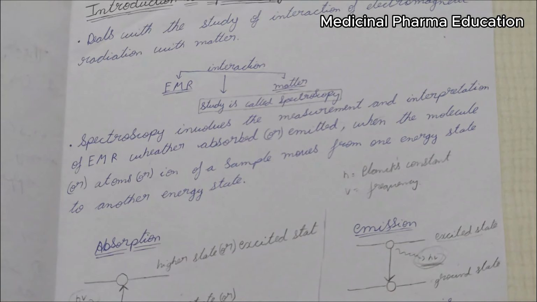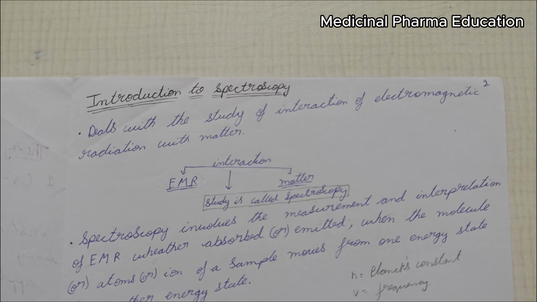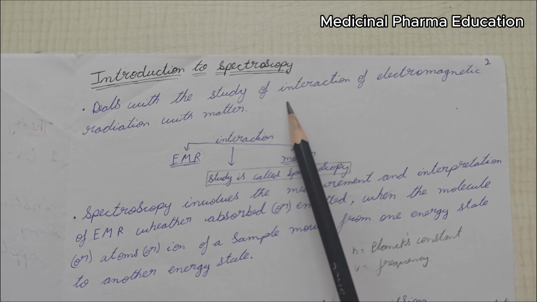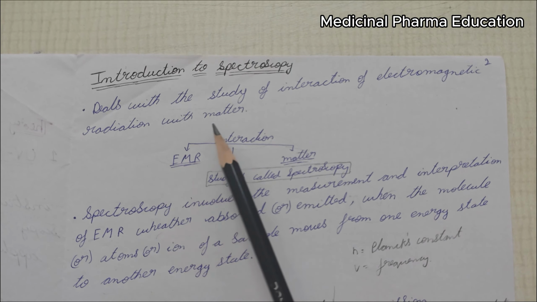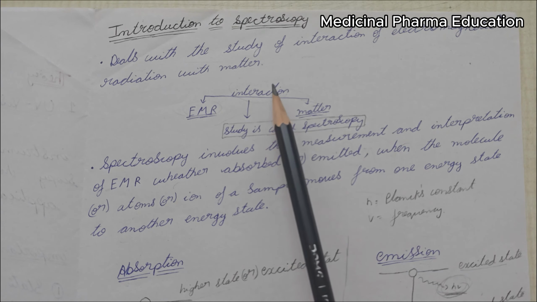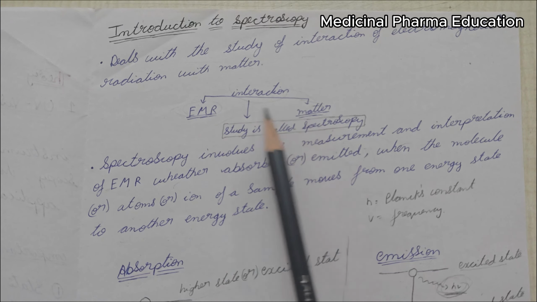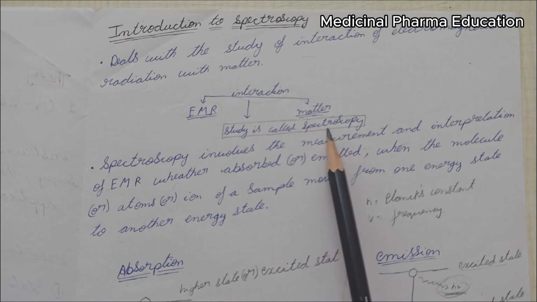Next, we will just give an introduction that you have already known. Introduction of spectroscopy. What is meant by spectroscopy? It deals with the study of interactions of electromagnetic radiation with matter. Spectroscopy is nothing but the study of the interactions of electromagnetic radiation with matter. What the effects of electromagnetic radiation on the matter are is studied. That is called spectroscopy.